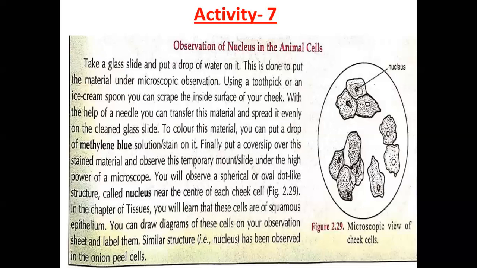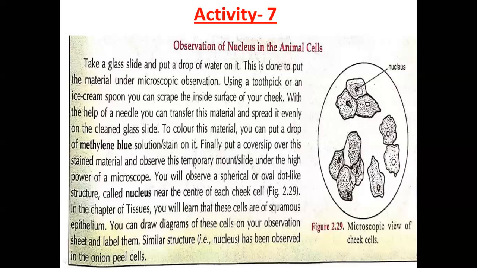Finally, put a cover slip over this stain material and observe this temporary mount slide under the high power of the microscope. You will observe a spherical or oval dot-like structure, clear, which is called the nucleus. That is represented in the diagram here. This structure you will observe on the slide near the center of each cell.